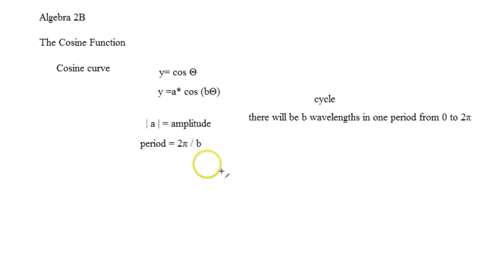Now this one right here, once again, is the wavelength. Well, no, it's not the wavelength. It's the length of the period for one wavelength.